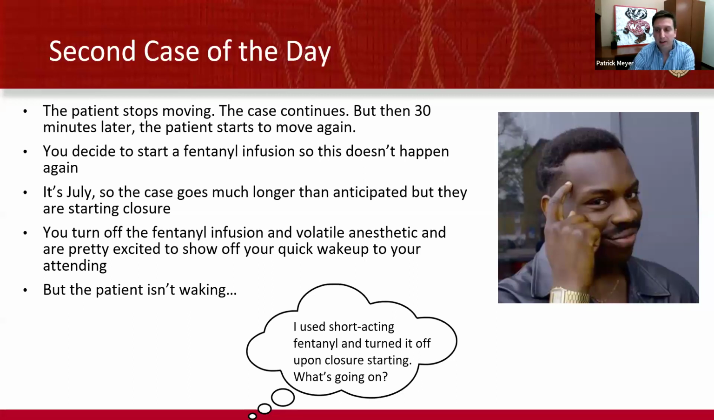But then 30 minutes later, same thing happens again. So this time you think to yourself, I have this fentanyl. It's fast on. It's relatively fast off. It seems to be working how I want it to work. Instead of doing this every half an hour or so, why don't I just start a fentanyl infusion so I don't have to keep doing this? The surgeon doesn't have to keep looking at me angry every time this patient coughs. So you do it. You start an infusion. You're feeling pretty proud of yourself.